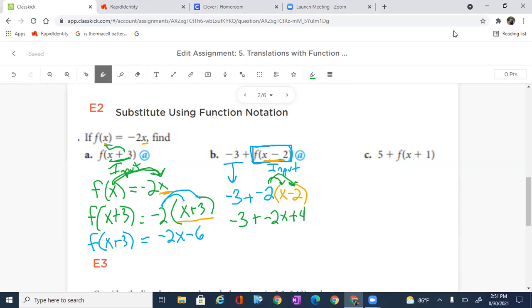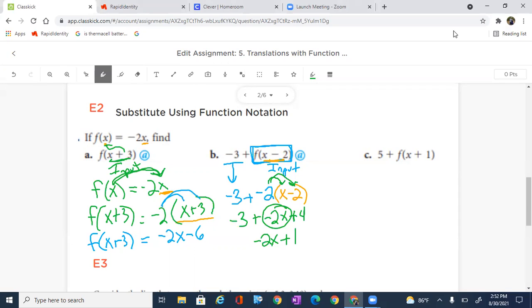And we'll clean it up a little bit more. So like terms, negative 3 and 4, which will give us 1. And then we'll take that negative 2x and plug it right out in front. So negative 2x plus 1 simplifies that negative 3 plus f of x minus 2.